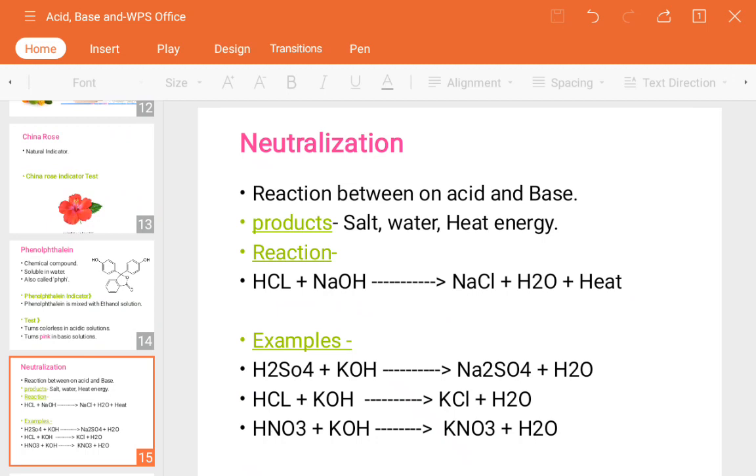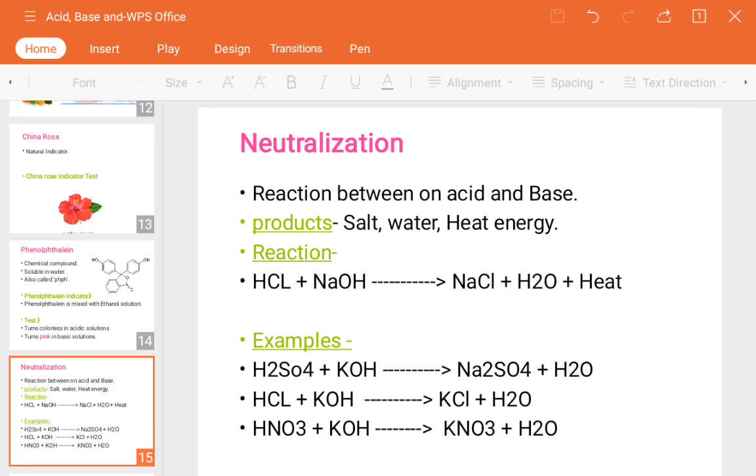Next examples are like that only. H2SO4, sulfuric acid, plus potassium hydroxide. So what happens here? Then K2SO4 plus H2O will be released. Then next, hydrochloric acid plus potassium hydroxide. Then potassium chloride will be produced and water will be released.